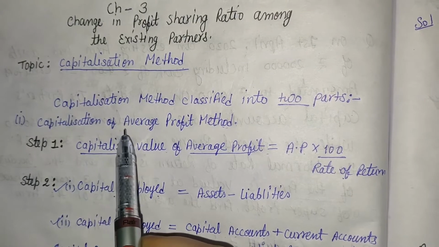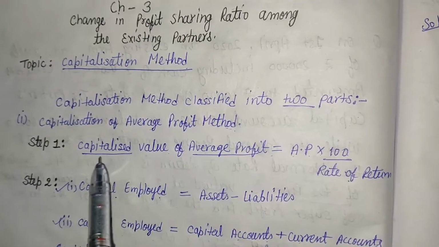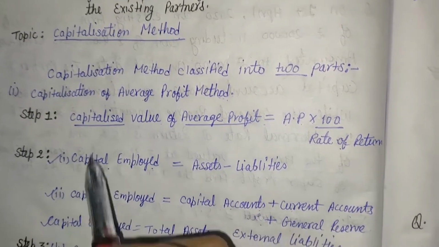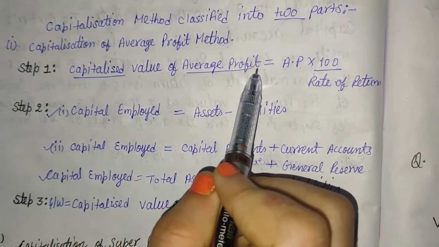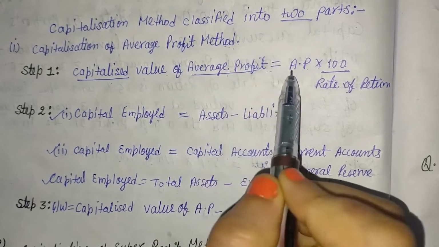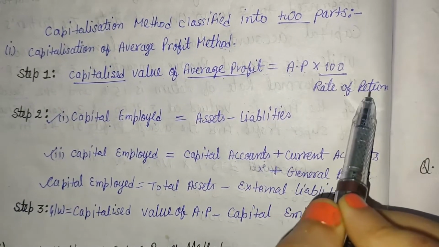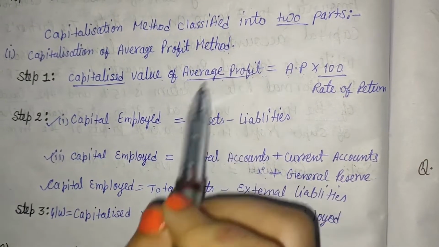So the first method is the capitalization of average profit method. This method depends on three steps. The first step is the capitalized value of average profit. The capitalized value depends on average profit, so average profit into 100 divided by rate. That is the formula of the capitalized value of average profit.